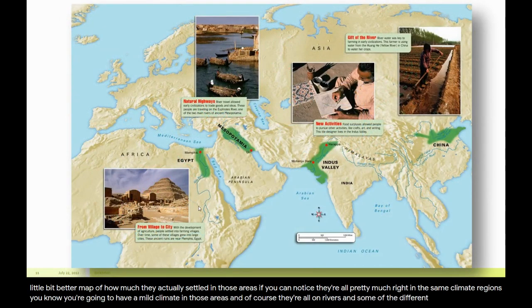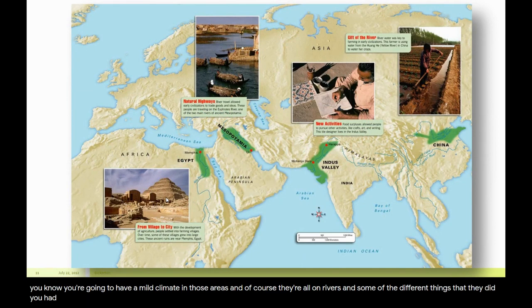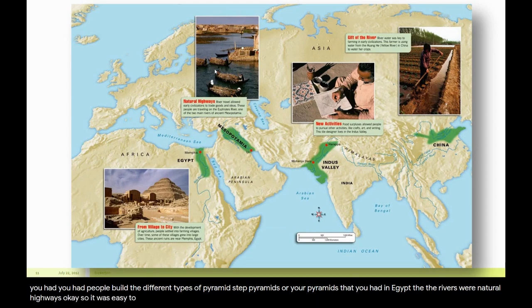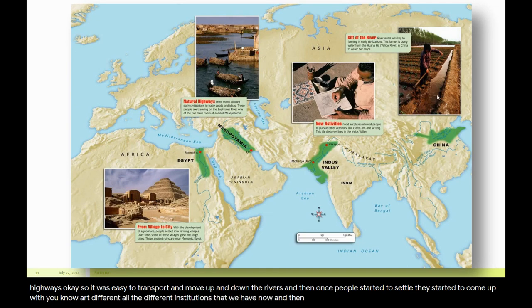Some of the different things they did: people built different types of pyramids, step pyramids, or the pyramids you had in Egypt. The rivers were natural highways, so it was easy to transport and move up and down the rivers. Once people started to settle, they came up with art and all the different institutions that we have now. And then the big thing was irrigation, taking the water from the river and moving it out to the crops.